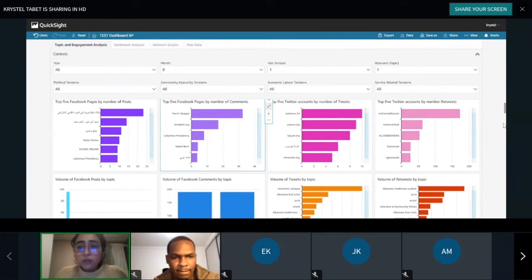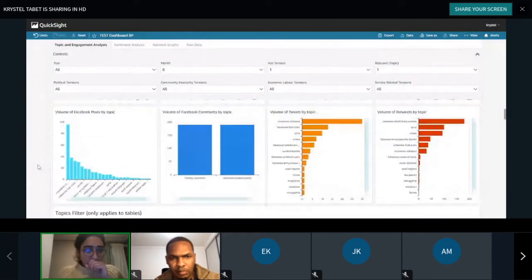And then we look at Twitter. One common practice we do is also compare Facebook to Twitter. Here we can see that the top 5 Facebook pages by number of posts is different from the list of Twitter accounts by number of tweets. Here we have Lebanon 24, who we couldn't even see in the top 5 on Facebook, although they do have a Facebook page that is very active. And here, by number of retweets. So we can look at these a lot.